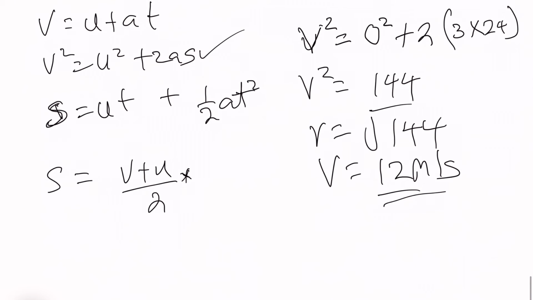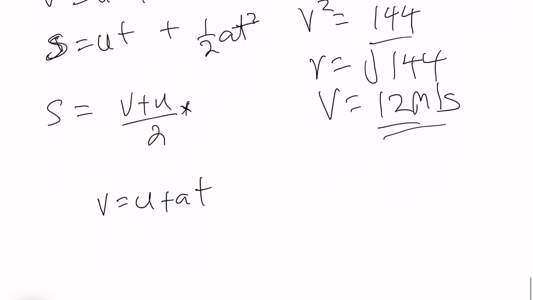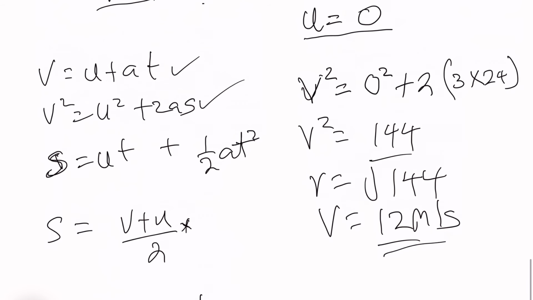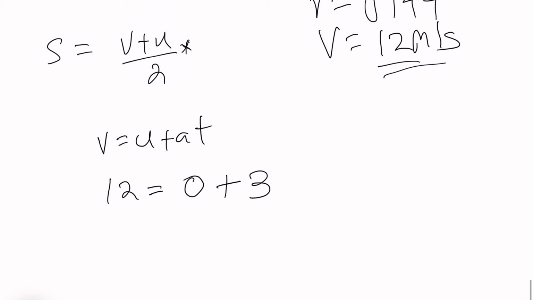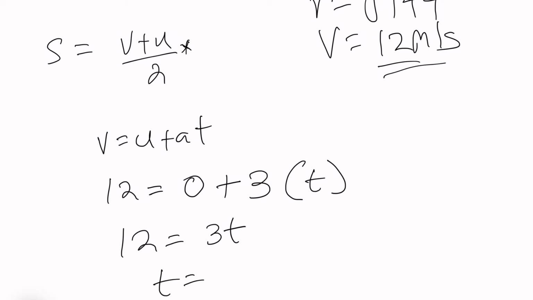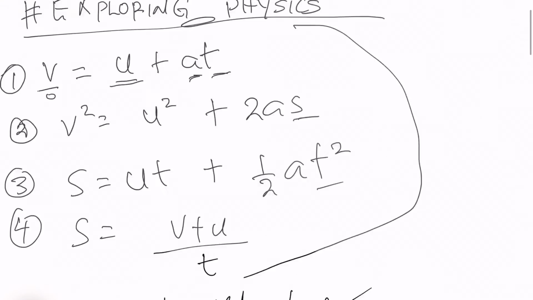So you can easily use this formula since we have our v. So v equals u plus at. That will be 12 equals u, which is 0, remember, at rest, plus a, which was given, which is 3, into bracket t. That's what we are looking for. So 12 equals 3t. So t equals 4 seconds. So that's our answer. It's very straightforward.